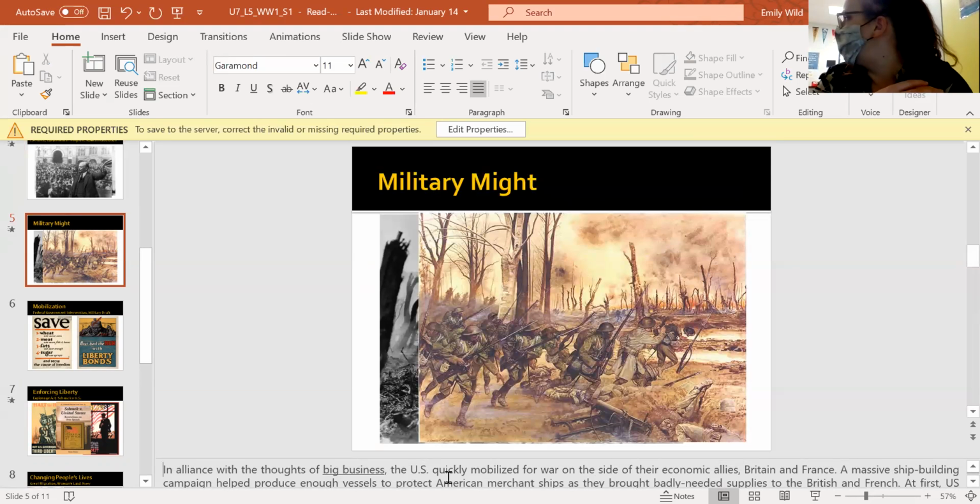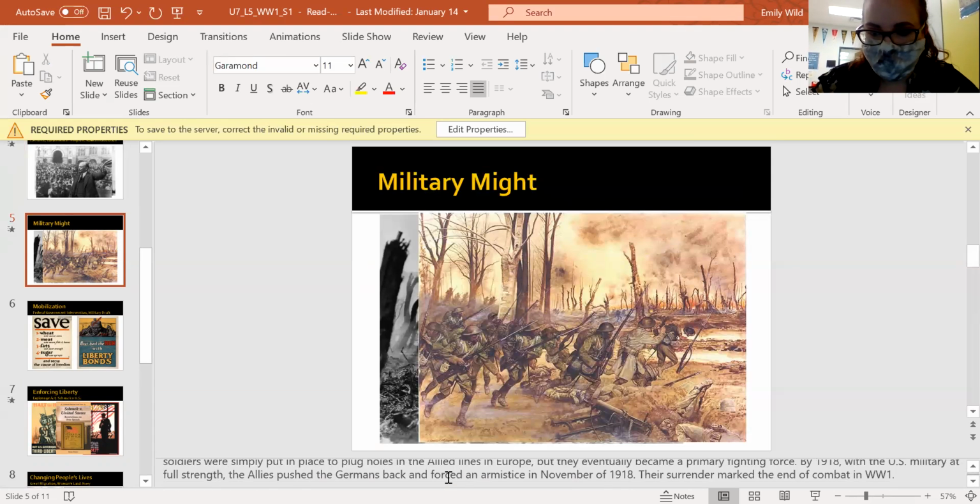Now we're going to look at the military side of World War I very quickly. The United States quickly mobilized for war to fight on the side of those that they had economic alliances with, Britain and France. This benefited the United States economically, as well as increasing trust between these three countries.